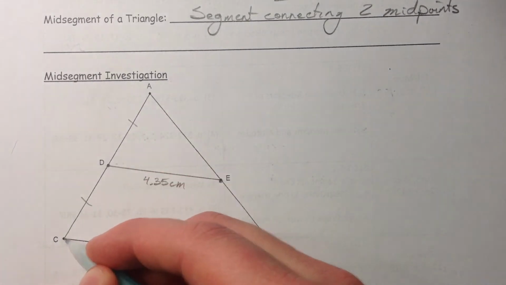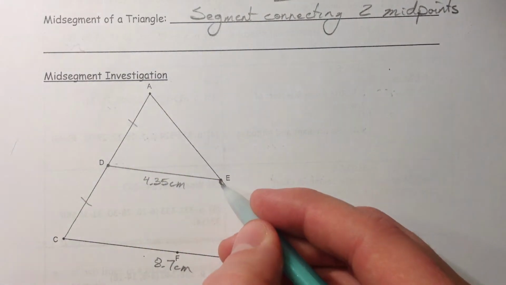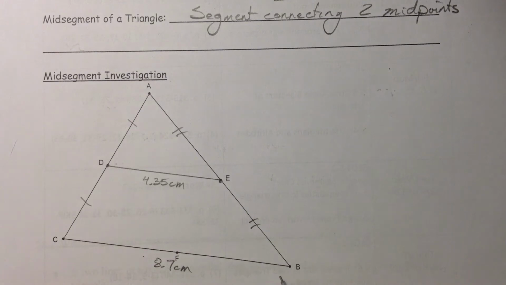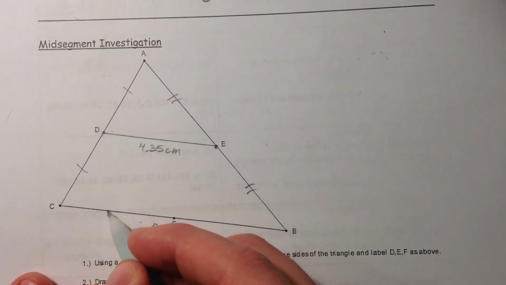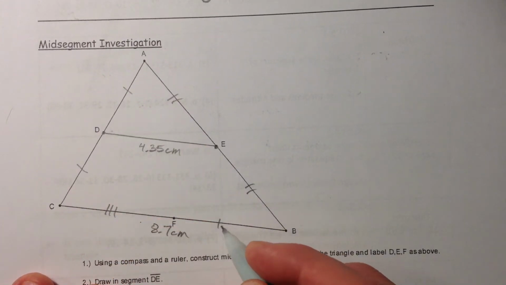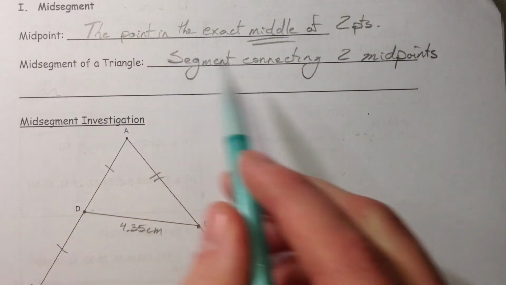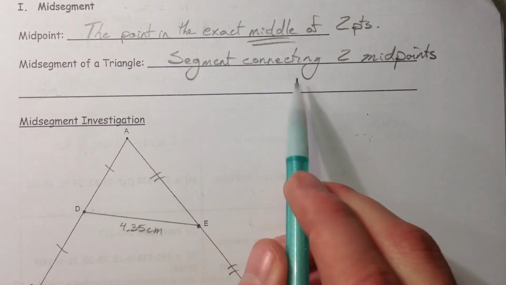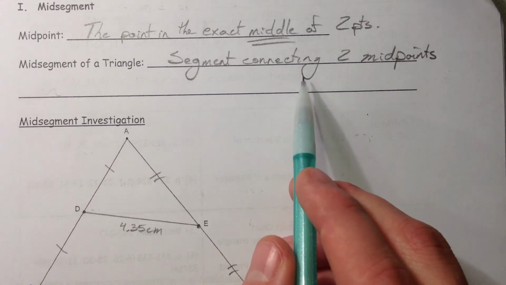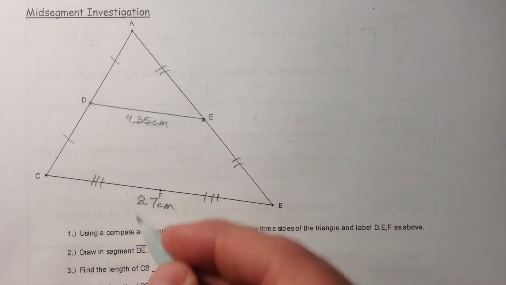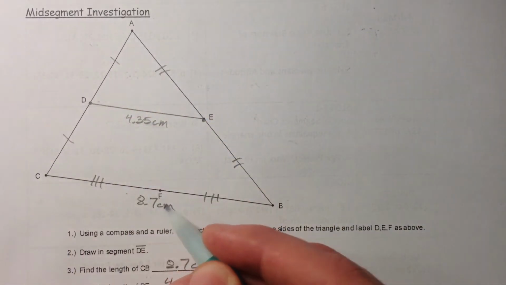So D is the midpoint of C and A, and E is the midpoint of A and B. Then there's also a midpoint down here. And so what I want to talk about is the midsegment. And the midsegment is one that connects the two midpoints. And so in any given triangle you could have one midsegment, two midsegments, three midsegments.